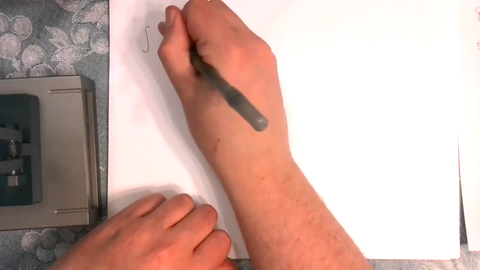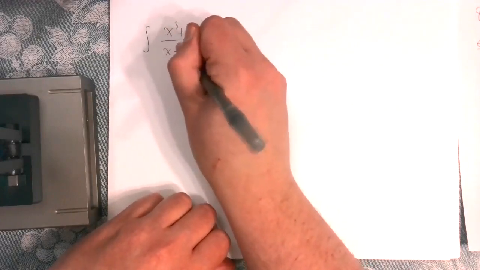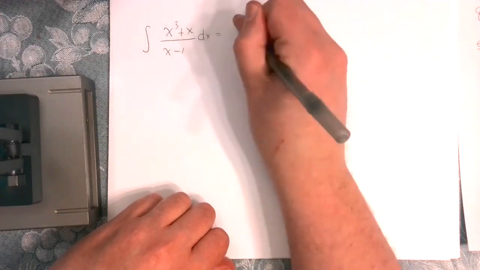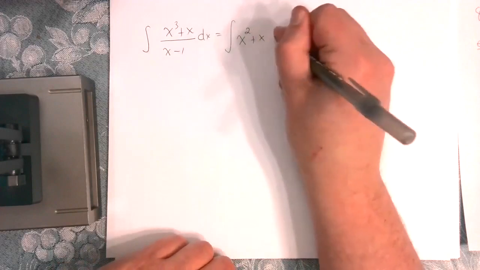Okay, so again, this, which initially, right off the bat, was too difficult to integrate, is equal to this much nicer form that we got by long division.